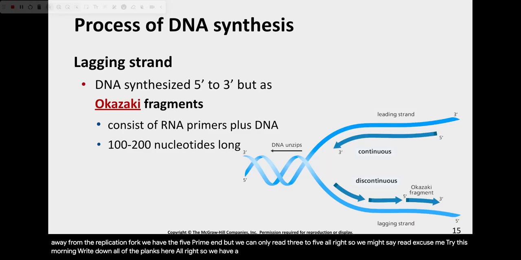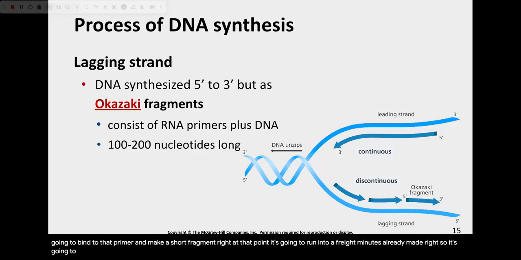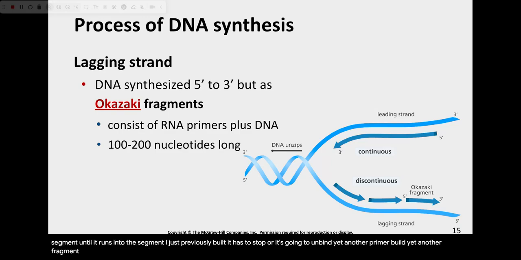All right, so we have a primer. We'll start with this primer furthest to the right here. DNA polymerase is going to bind to that primer and make a short fragment. At that point, it's going to run into a fragment it's already made. So it's going to leave the lagging strand, rebind further up the road, further towards the replication fork, find another RNA primer, build another segment until it runs into the segment it just previously built. It has to stop. It's going to unbind, find yet another primer, build yet another fragment, and so on and so forth.